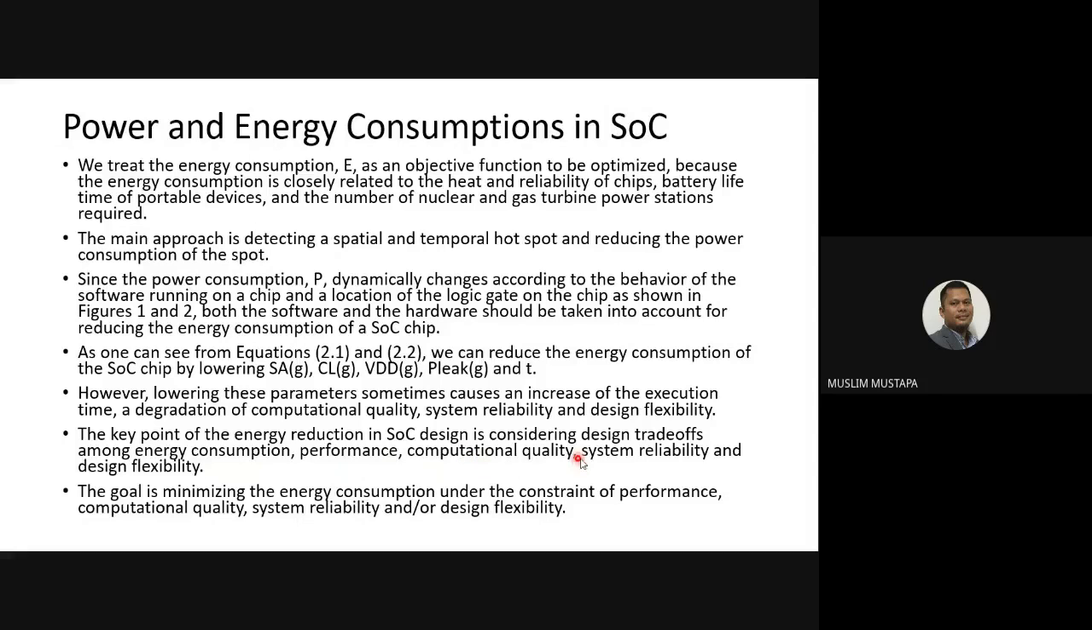System reliability: are you going to use the system where the temperature is 100 degrees Celsius, or are you going to use the system in normal temperature conditions? So these are the things that you have to look into when you want to optimize the energy management in the SoC. Right, so the goal is minimizing the energy consumption under the constraint of performance, functionality, reliability, or design flexibility.